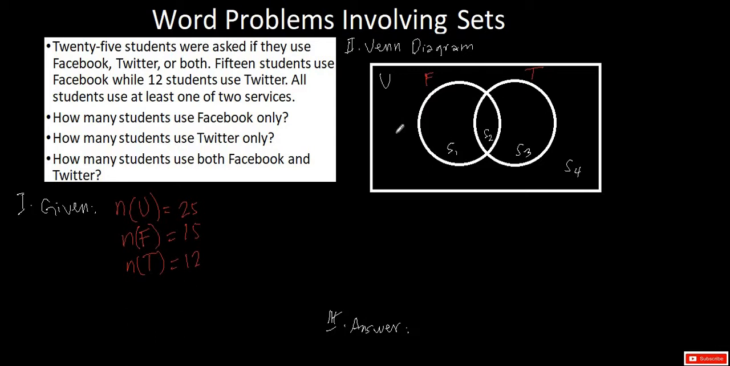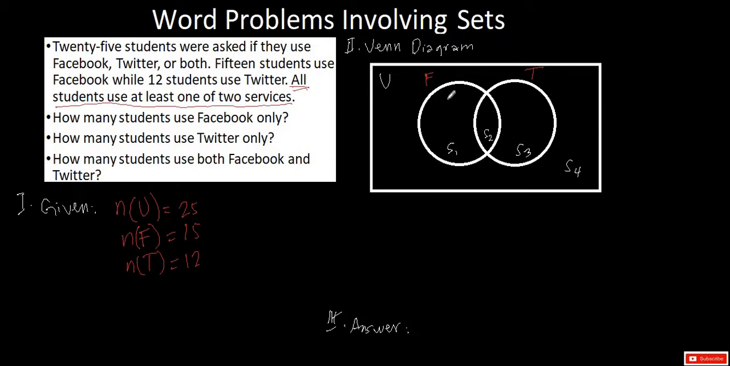Okay, so here let's go back to the last statement in the problem. This is very important. All students use at least one of two services. What's the meaning of this statement? The meaning of this is that all the 25 students surveyed responded that they were able to use at least one of two services.